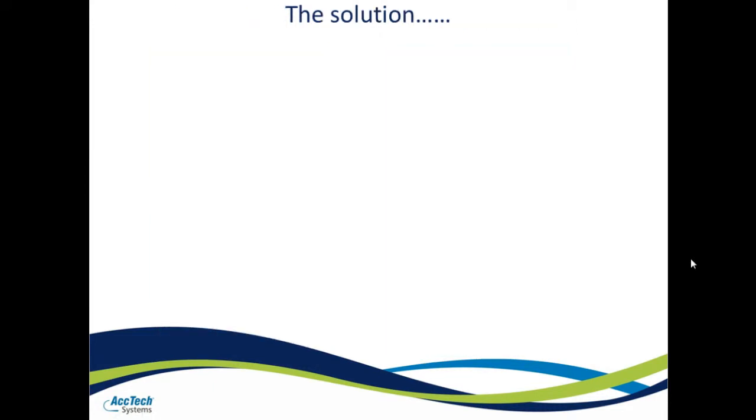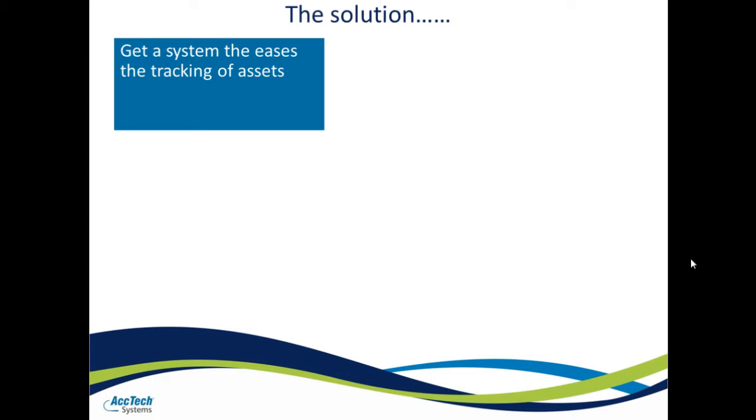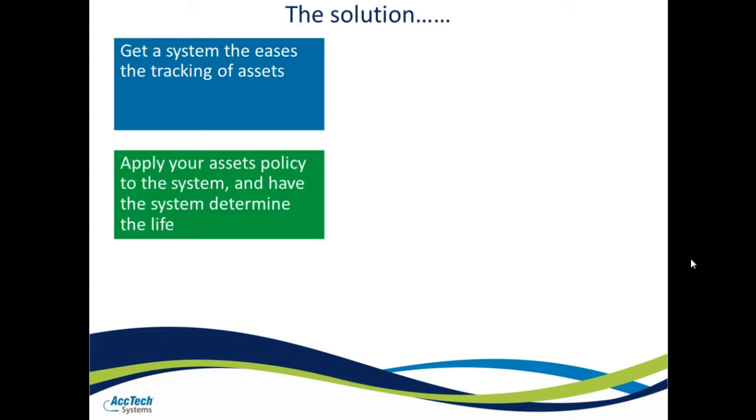The solution to all of these challenges is that you need to get a system that will track your assets with ease, whether it's the financial tracking or the physical tracking of any movements or transfers. The system should apply your business policy. You should only determine per category what should be the default depreciation method, and every time that an asset is added, it should default to that. If you do want to change that depreciation method, you should have an option to change it.